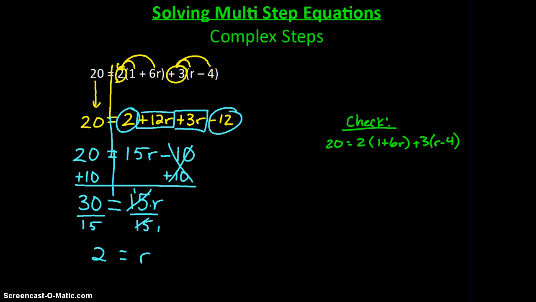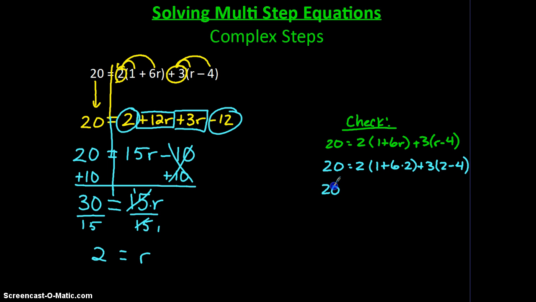So now we have the check to the side over here. So I'm going to substitute in this r. Every time I see r, I'm going to substitute in a 2. So I have 20 is equal to 2 times 1 plus 6 times 2, and then plus 3 times 2 minus 4. I don't have to write in the 1 times 2 because we already know that 2 times 1 is 1. So over here, I do need to write that in because I'm actually going to evaluate 6 times 2.